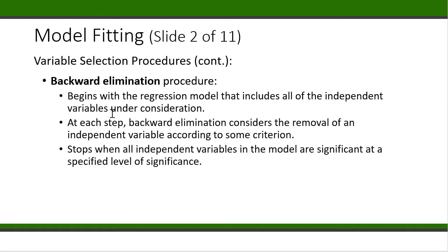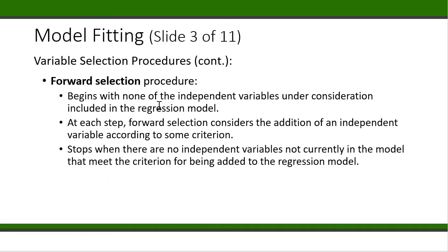So if you were to use something like backward elimination, that begins with a regression model that includes all your independent variables, and backward elimination considers the removal of an independent variable according to some criterion. And then the stopping condition is when all the independent variables in the model are significant at some level of significance that you've set.